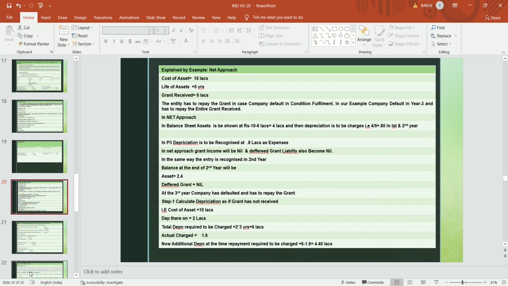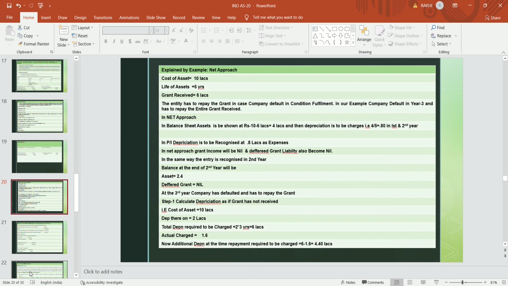In the same way, the entry is to be recognized in the second year. At the end of the year, the cost of the asset is 4 lakhs, because after reducing the grant from the cost of the asset, the remaining value is 4 lakhs, and 2 years of depreciation is to be charged. That is 1,60,000, which is already charged. The remaining balance will be 2,40,000, and the deferred grant will be nil, because the grant is reduced from the cost of the asset, so there is no deferred grant liability.